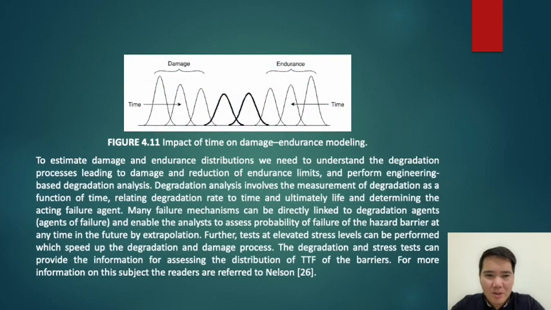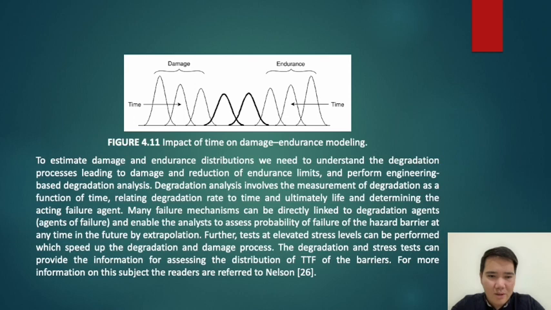To estimate damage and endurance distribution, we need to understand the degradation process leading to damage and reduction of endurance limits, and perform engineering-based degradation analysis. Degradation analysis involves the measurement of degradation as a function of time, relating degradation rate to time, and ultimately life, and determining the acting failure agent.